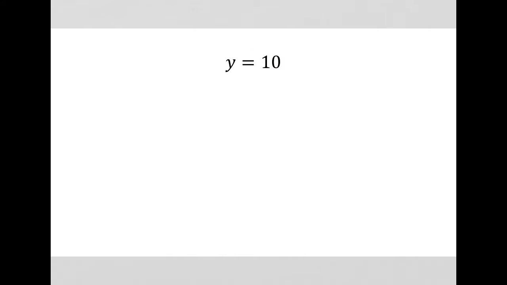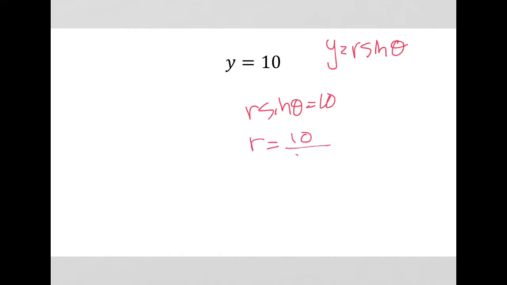Next equation, y equals 10. Again, we just need to directly substitute in what we know. And what do we know about y? Well, we know that y is equivalent to r times the sine of theta. And so, if I have r sine theta equals 10, I just want to solve that for r. And so then r equals 10 over sine of theta, which we could simplify a little farther and say that r equals 10 times the cosecant of theta.